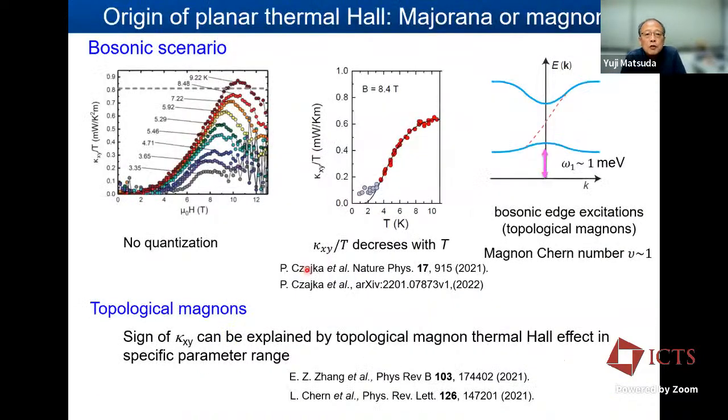So the Princeton group also made a couple of claims. The origin of the planar thermal Hall effect is bosonic, because they do not observe the quantization and this half-integer degrees. So the origin of the thermal Hall effect is a bosonic edge current. So they claim that this is a topological magnon. And actually, as mentioned by Professor Yong Baek Kim from the University of Toronto, the sign of kappa xy can be explained by the topological magnon thermal Hall effect in a specific parameter range. So I'll come back to this point later.